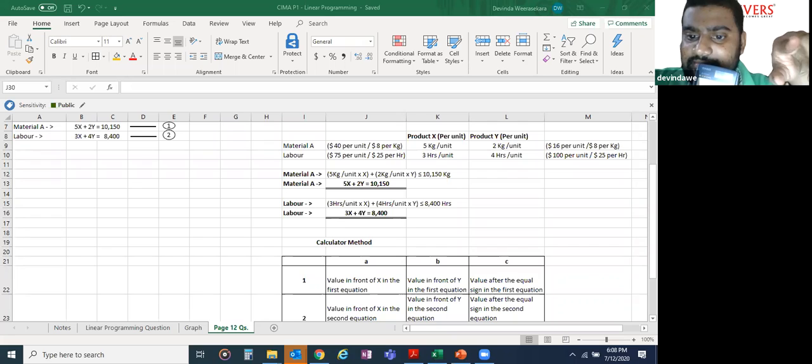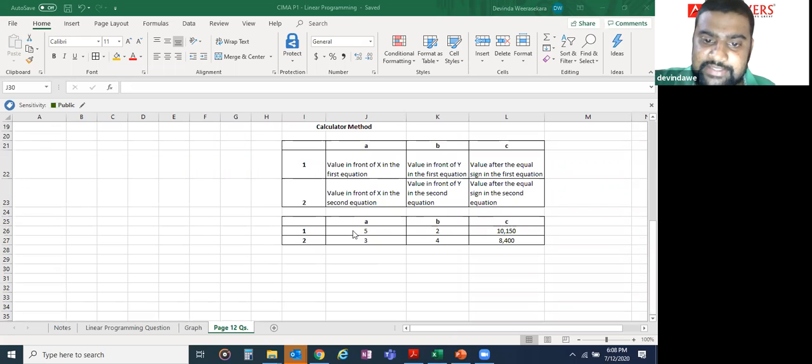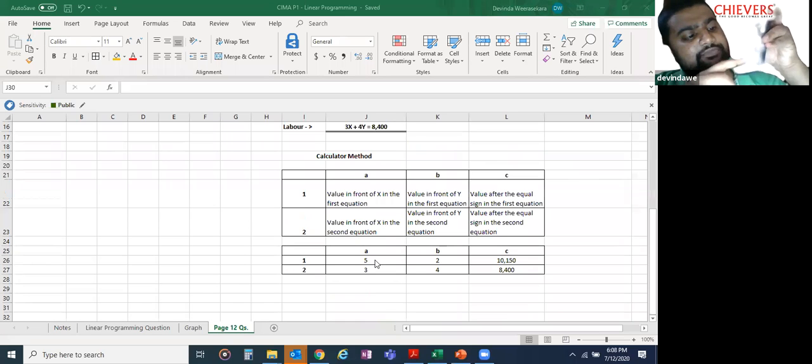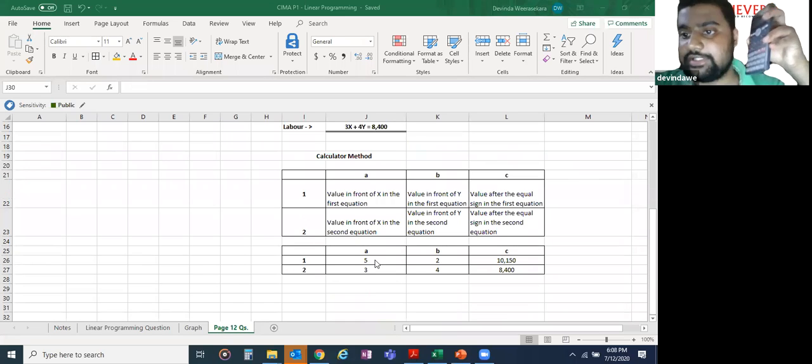A1 and a question mark. Is that correct? Yes, they are asking A1. So what is A1, guys? I have told you A1 is the value in front of X in the first equation. So how much is that? 5. So type 5 and press equals.